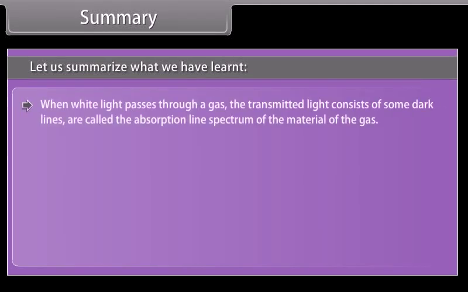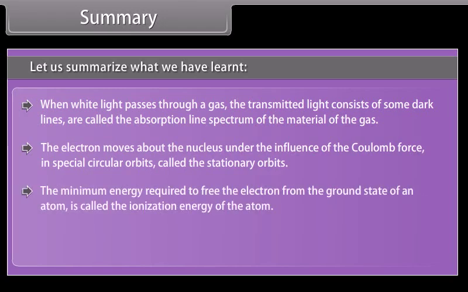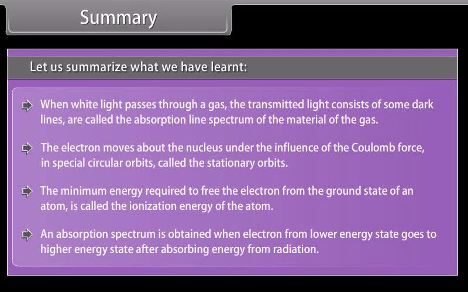When white light passes through a gas, the transmitted light consists of some dark lines, called the absorption line spectrum of the material of the gas. The electron moves about the nucleus under the influence of the Coulomb force in special circular orbits called the stationary orbits. The minimum energy required to free the electron from the ground state of an atom is called the ionization energy of the atom. An absorption spectrum is obtained when an electron from a lower energy state goes to a higher energy state after absorbing energy from radiation.